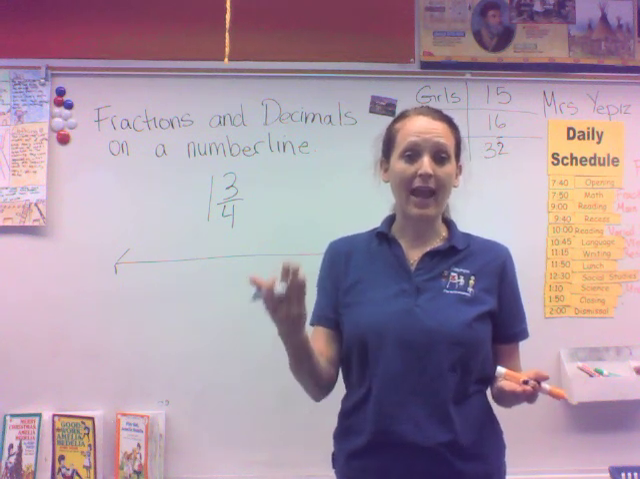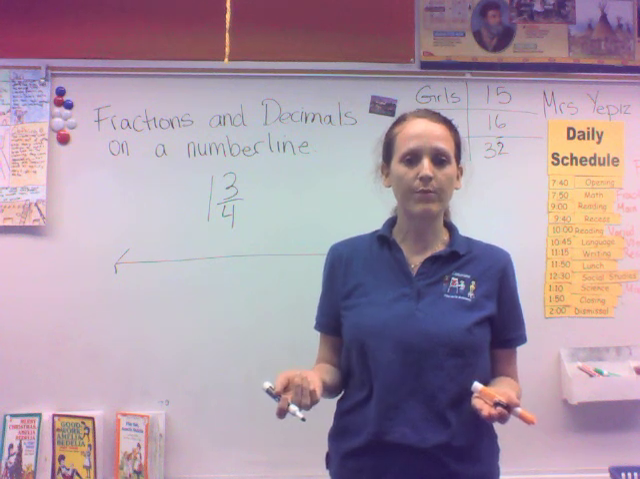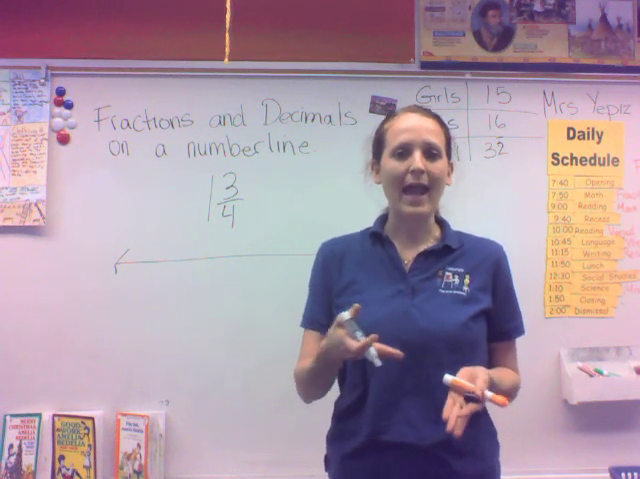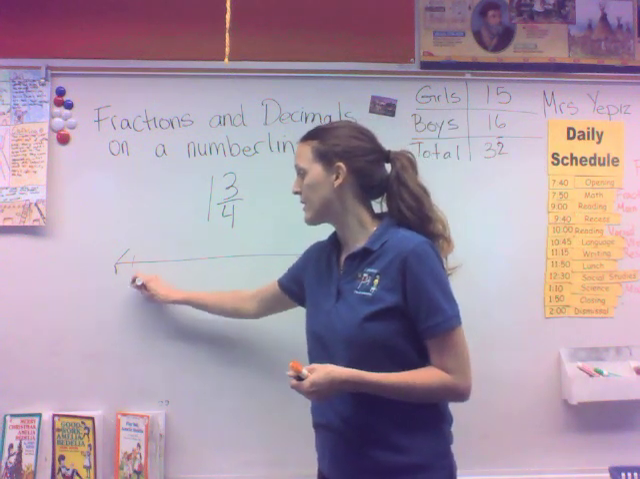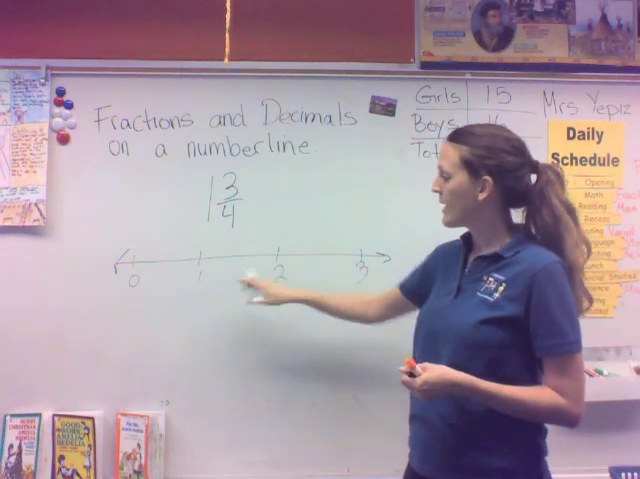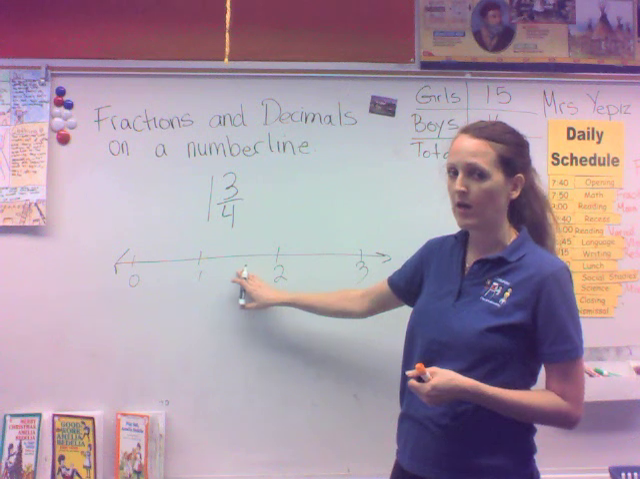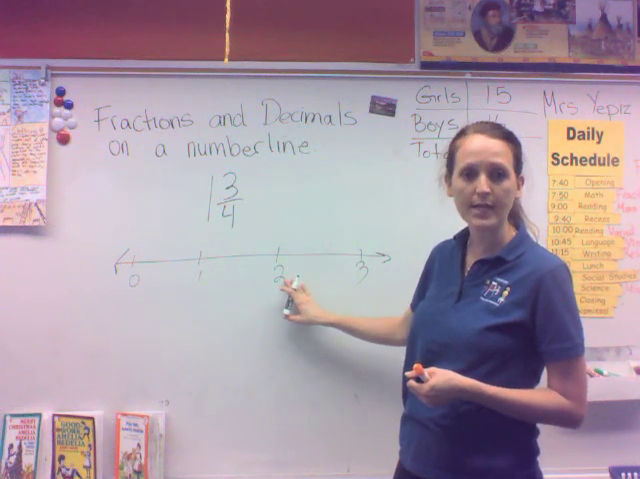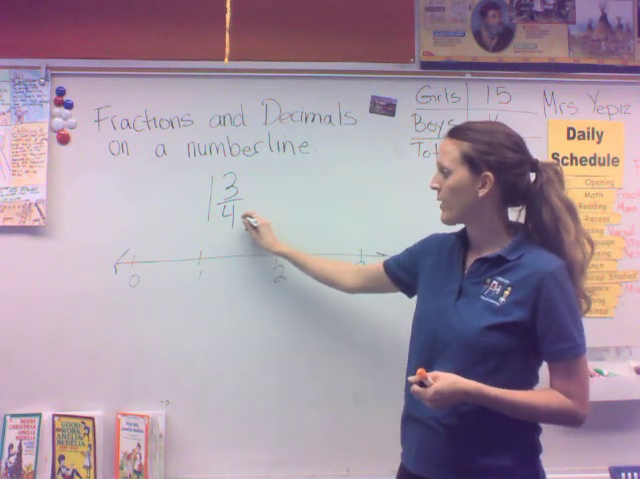Is it between 1 and 2? If I count from 1 to 2 on a number line, will I see 1 and 3/4? And that is where it exists. I know it exists there because I have 1 and some more. Not another whole because that would take me to 2, but I have my 1 and a little bit more.